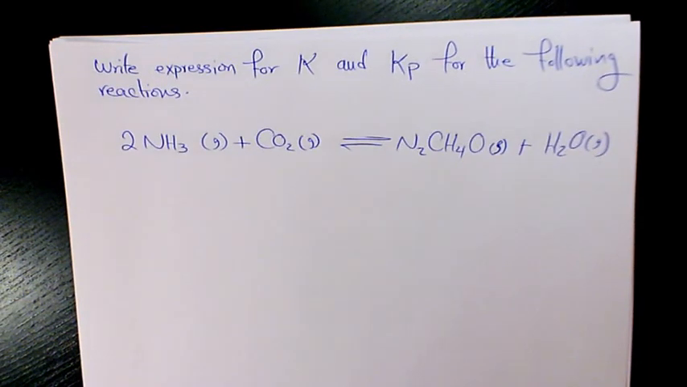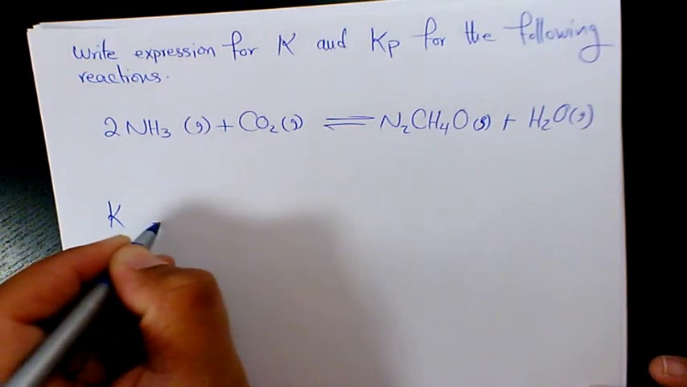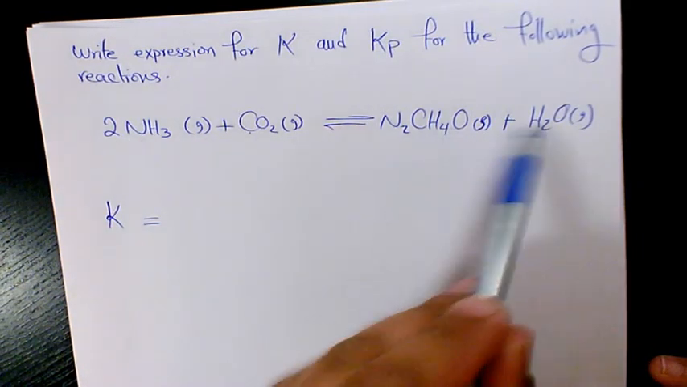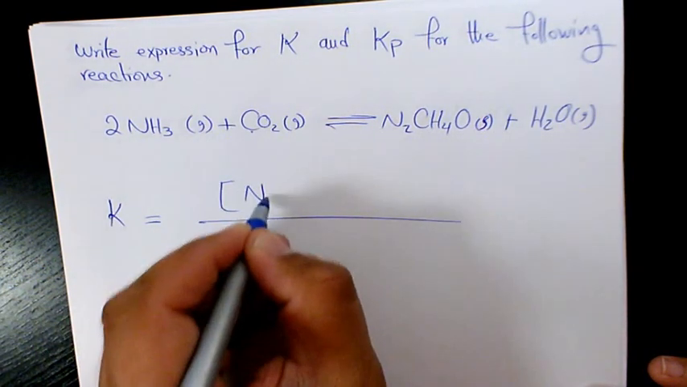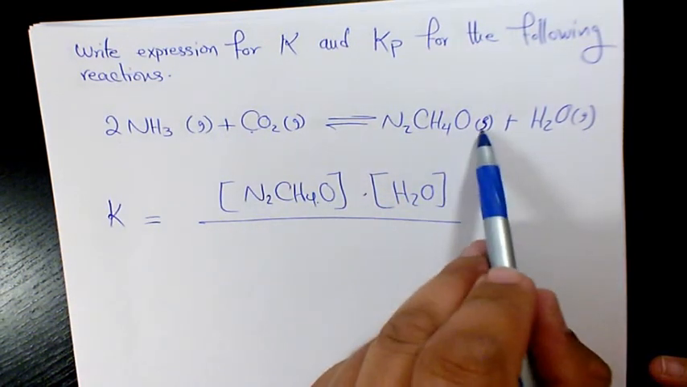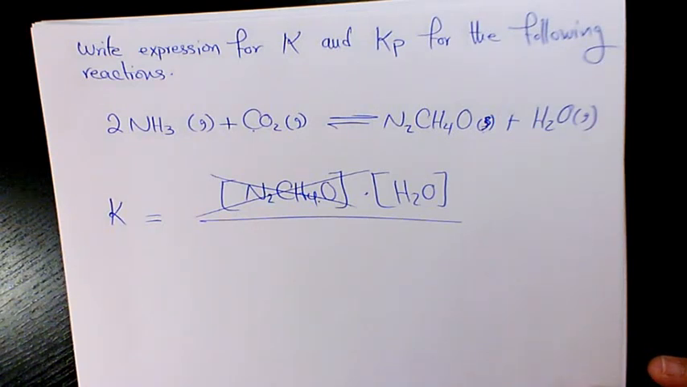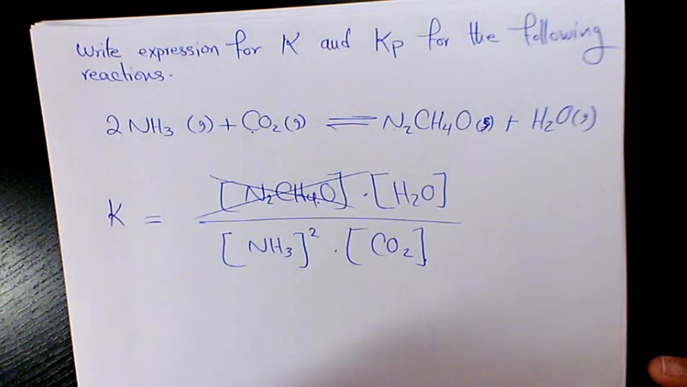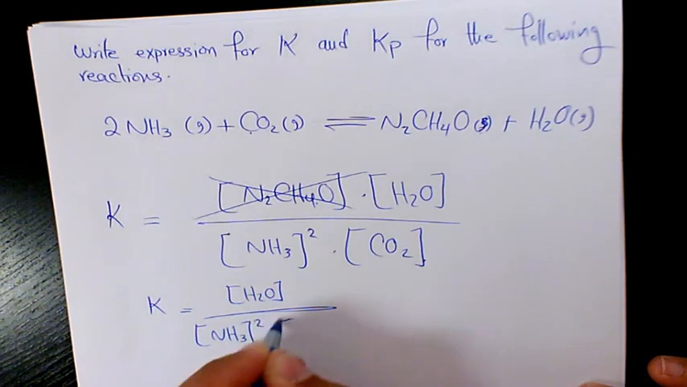Let's see another example. It says write expressions for K and Kp for the following reaction. I'm going to start with K. First of all, we need to check if it's already balanced. Nitrogen is balanced, carbon is balanced, H is 6 here, 6 here, and oxygen 2 here and 2 here. Okay. So I'm going to write the products first. N2CH4O times H2O. And here, since this one is in the solid phase, we don't write it. We just write the gases and aqueous phase. So H2O divided by NH3 to the power of 2 times CO2.